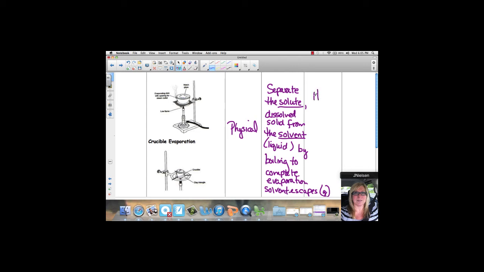So this is used to separate homogeneous mixtures, those that are consistent throughout. And an example here would be salt water. Okay, we only have two more and we're done.